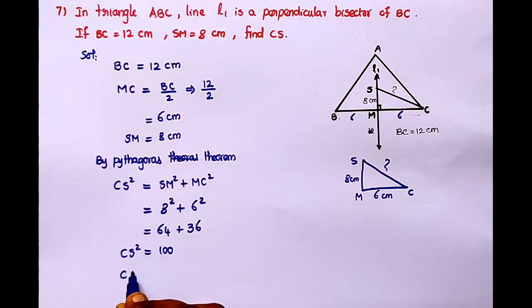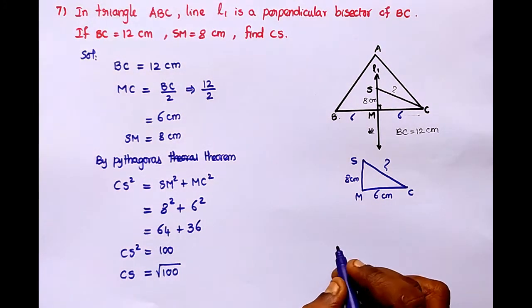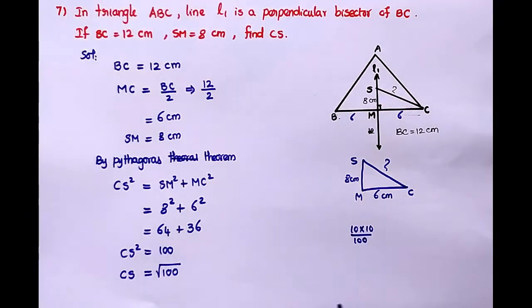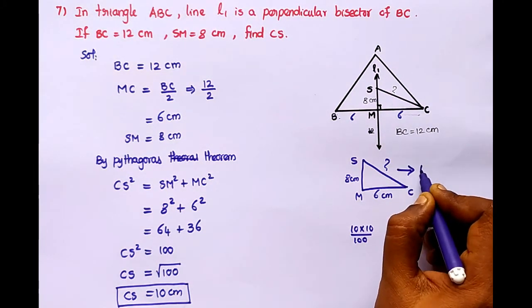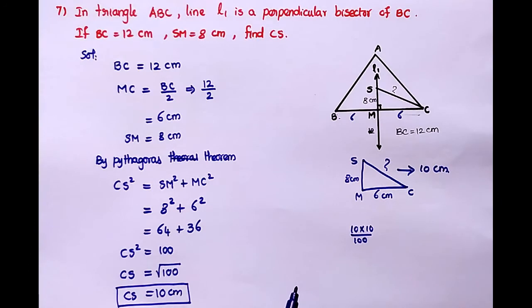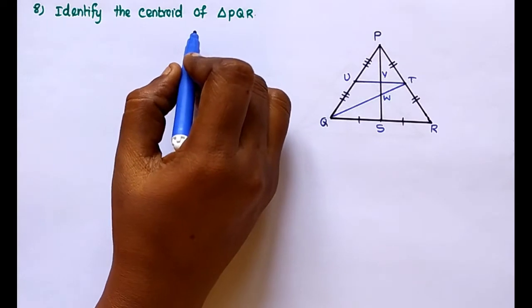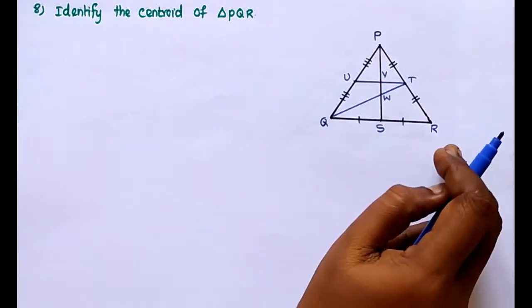Now we want to find out CS. So squared, bring the side means square root. So square root of 100 means 10 into 10 we get 100. So 10 is the length of CS. So CS equal to 10 centimeter. That is the answer. Eighth sum, identify the centroid of triangle PQR.